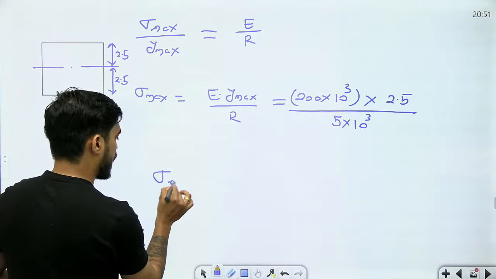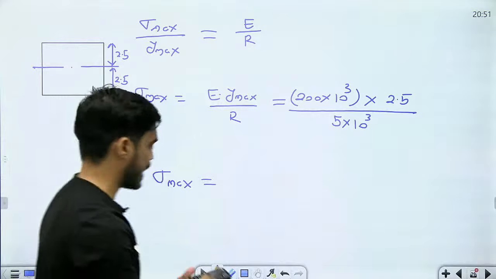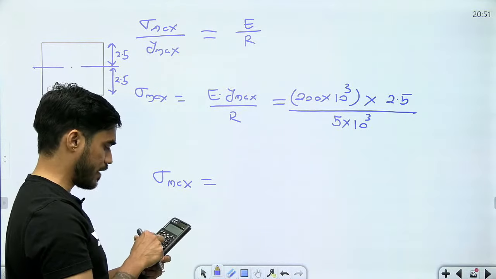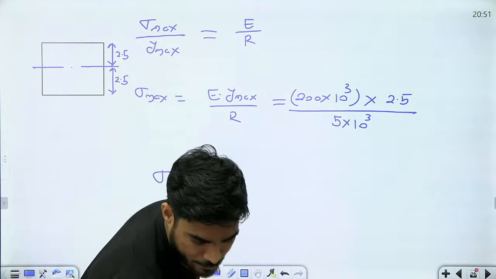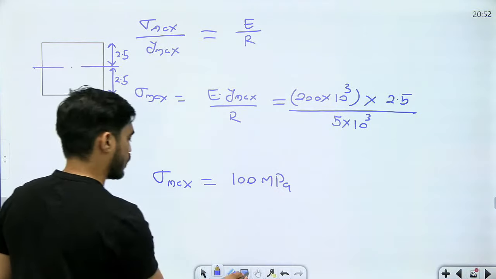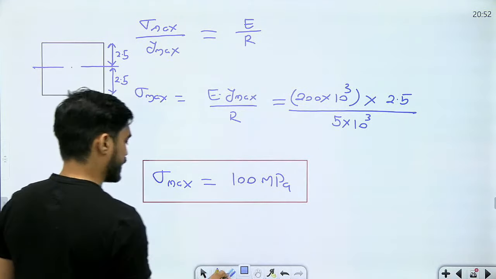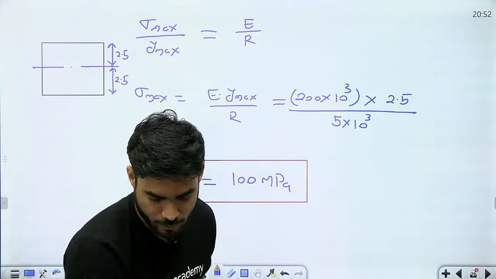So from here I am going to get sigma maximum equal to what? How much? 200 into 10 to the power 3 into 2.5 divided by 5 into 10 to the power 3. So it is 100 megapascal. It is 100 megapascal in tension as well as in compression. Tension may be, compression may be, you will get the same thing. Yes, very good beta, very good.